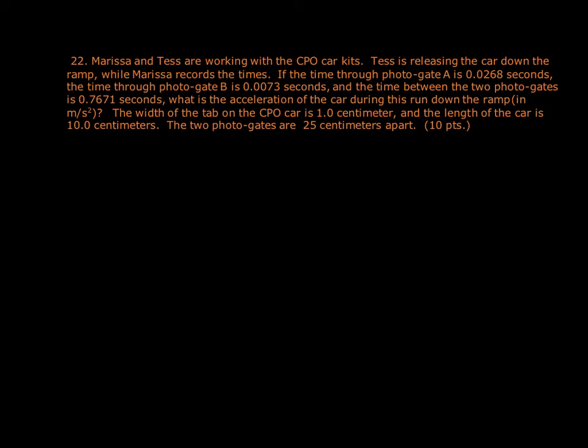Okay, and the last problem, we have the car going through the two gates, and we want to know what is the acceleration. So again, we're going back to the acceleration equation. A equals Vf minus Vi over change in time. We're not given the velocities directly, but we're given the time through each gate and the width of the car.